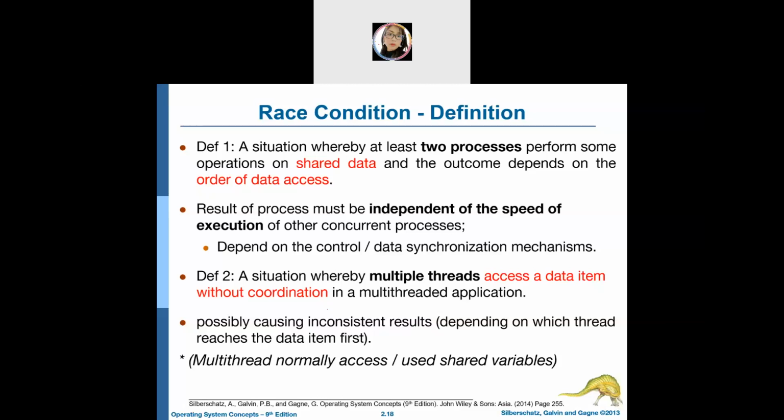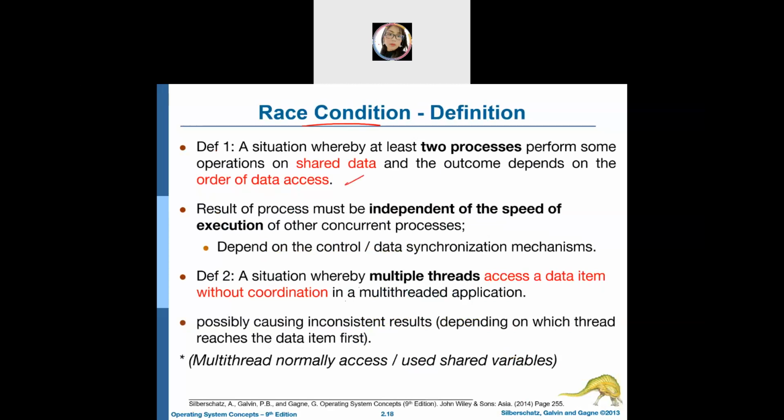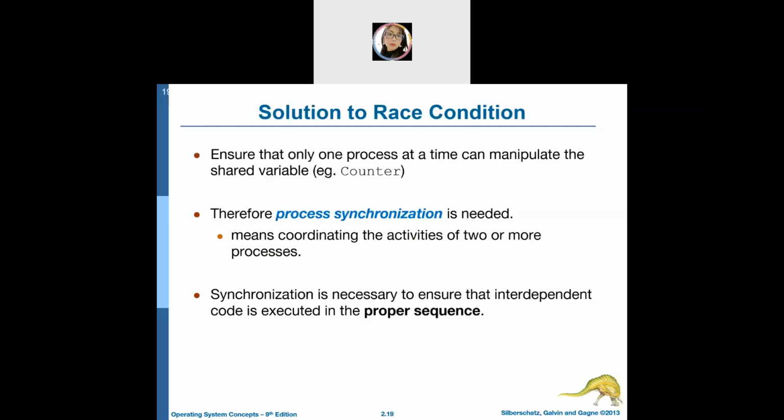You can see there are several other examples under race condition. When you have a problem, just now you already looked into the problem of the race condition, and you can see there are several problems. So you need to have a solution. So what is the solution to the race condition? Ensure only one process at a time can manipulate the shared variable, so it also depends on your counter. Therefore, process synchronization is needed. You need to synchronize it. That's why it is under module 6, synchronization.